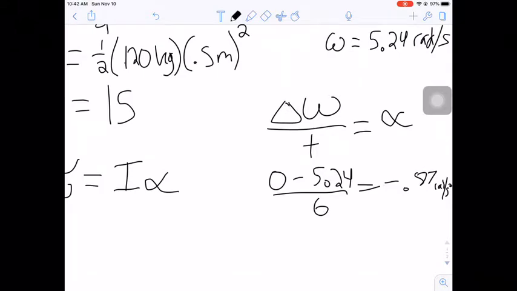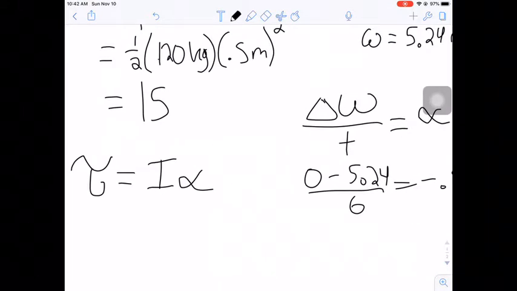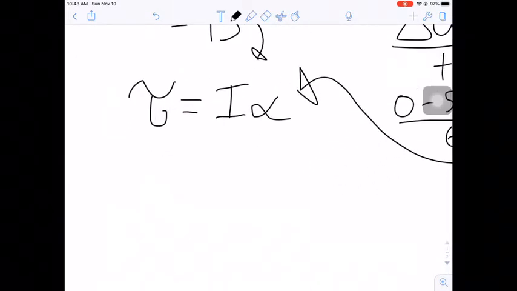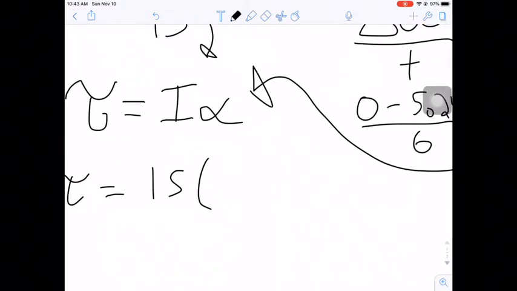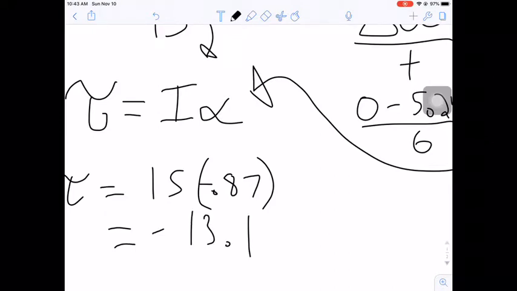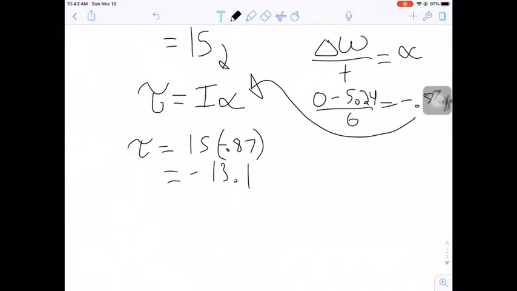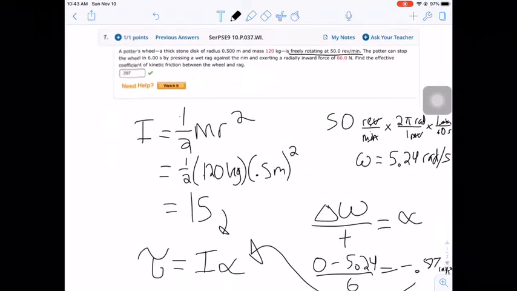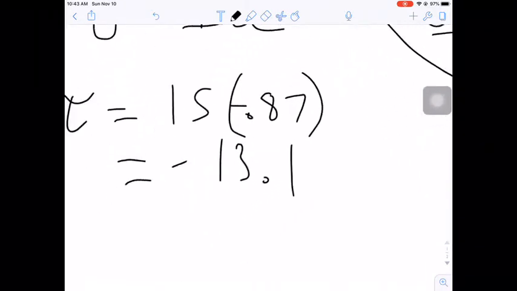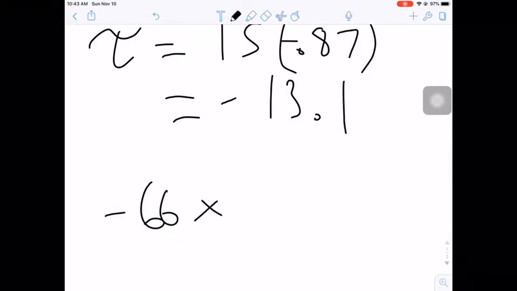Okay, so now we can plug in our moment of inertia and our angular acceleration, 15 times negative 0.87, and that comes out to be negative 13.1 for the torque. Now we need to find the torque of this force, 66 newtons, so we can just multiply that by r. So negative 66 times 0.5 is equal to negative 33.